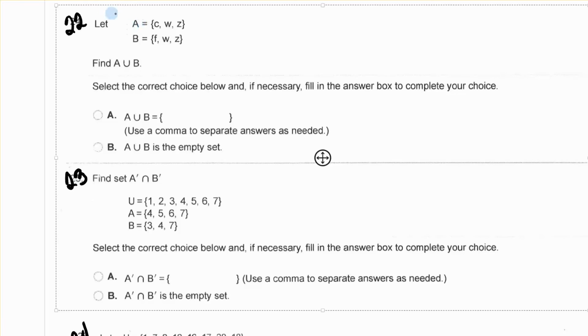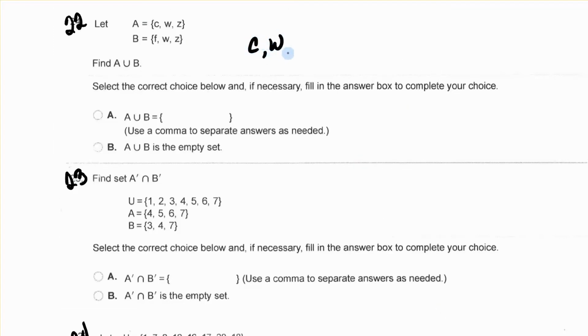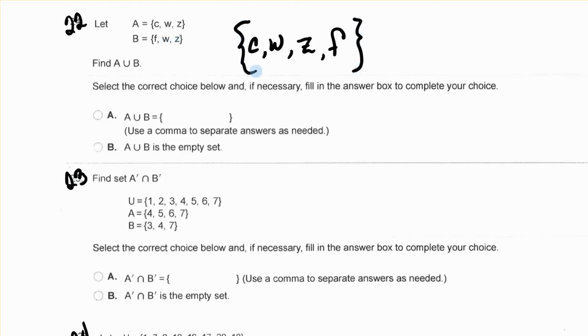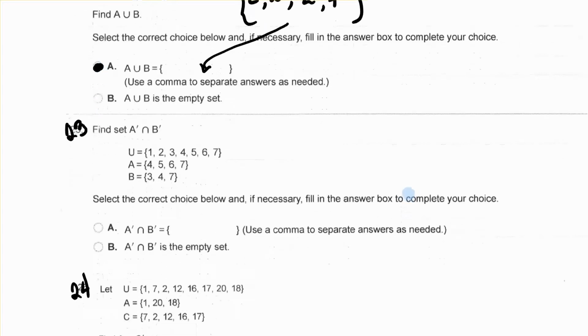All right, it says we've got set A, which is C, W, Z, and B, which is F, W, Z. Find the union. Now that means you're going to unite them, so you need everything that's in A or B. So we need a C, a W, a Z, an F. We don't need anything else because the W and the Z down here have already been accounted for. So this would be the union. That would be what would go in right there. And it doesn't matter about the order.